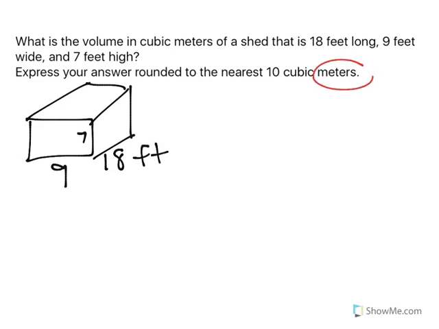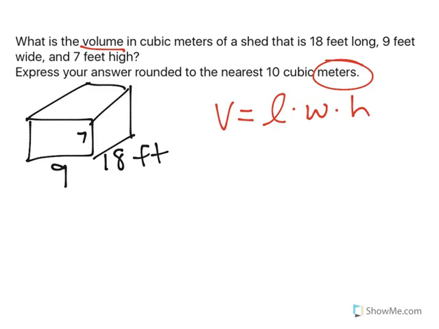The answer talks about cubic meters. Feet to meters, we've got to jump across the pond, right? Customary to metric. And when you jump across the pond, you've got a couple different ways you can do it. So I'm going to show this one way, but there are a few other ways that you can get there. First things first, I know that I want to find volume. And the volume of a rectangular prism, which is what we have here, is length times width times height.